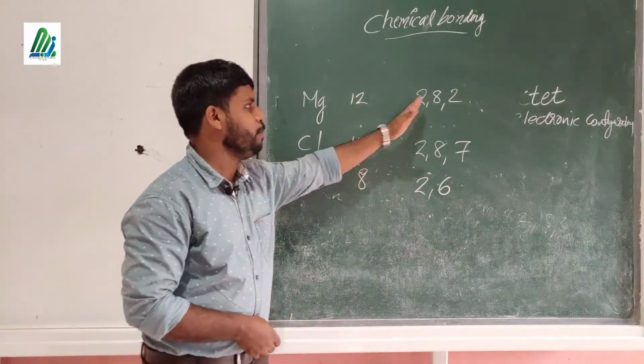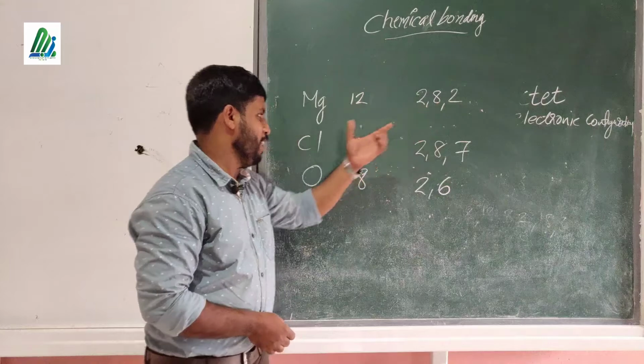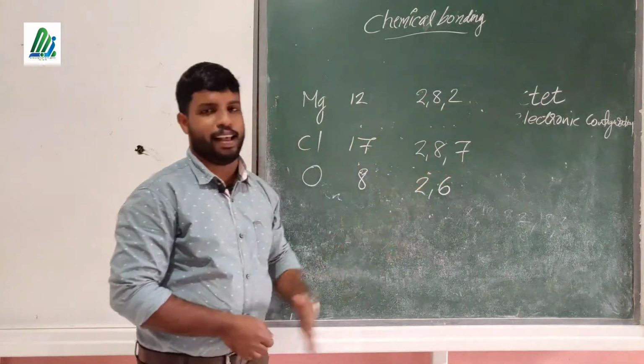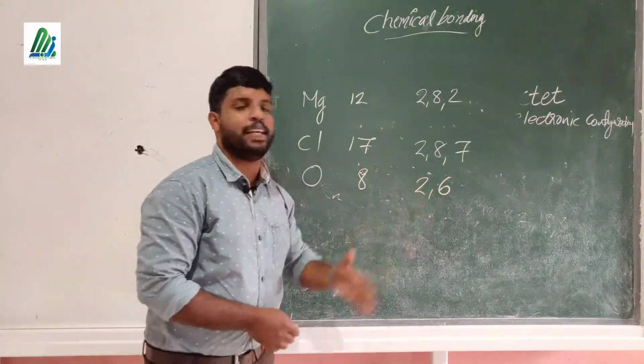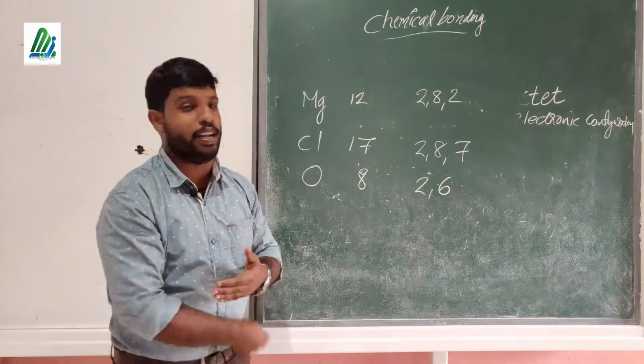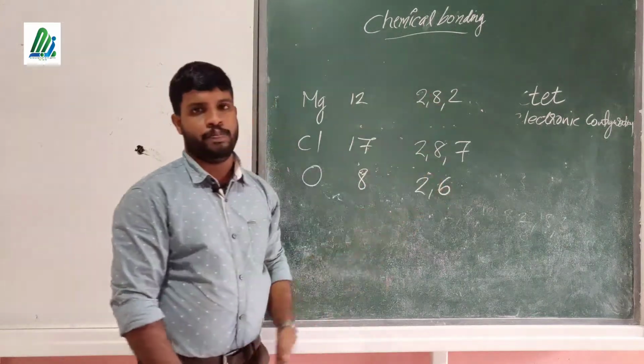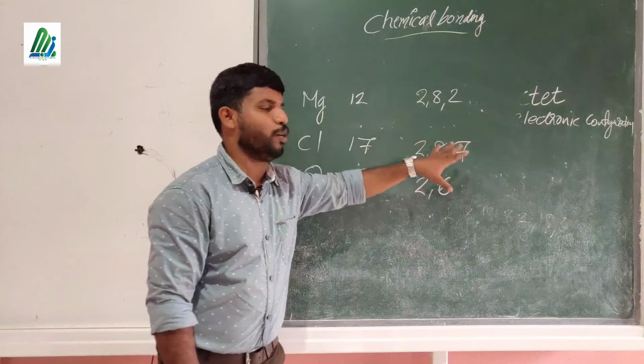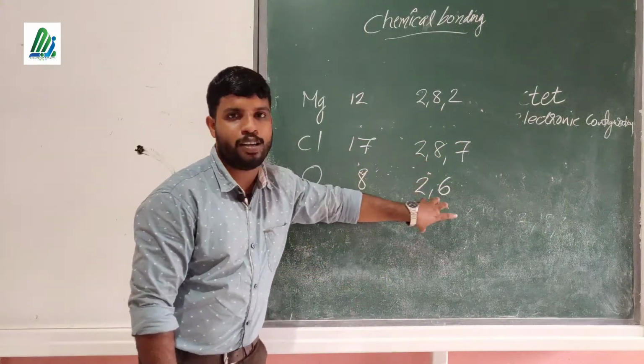In magnesium, 2 electrons are there in the valence shell. In chlorine, 7 electrons are there in the valence shell. In oxygen, 6 electrons are there in the valence shell. There are no 8 electrons, so the octet electronic configuration is not attained. So these elements are not stable.